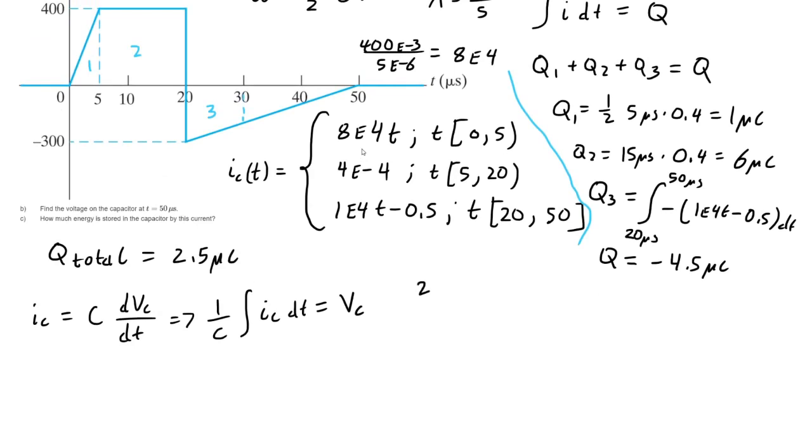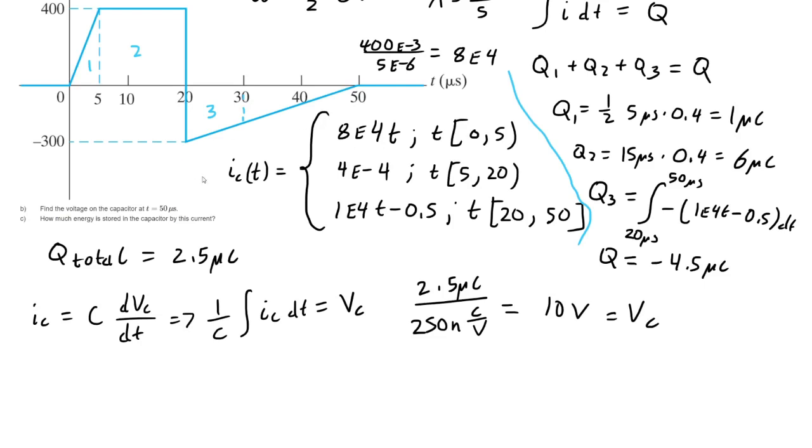So we have 2.5 microcoulombs divided by the 250 nanofarad, so 10^-9. A farad is coulomb per volt, so we can get volts this way. 2.5 × 10^-6 divided by 250 × 10^-9, you get a voltage of 10 volts as V_C.